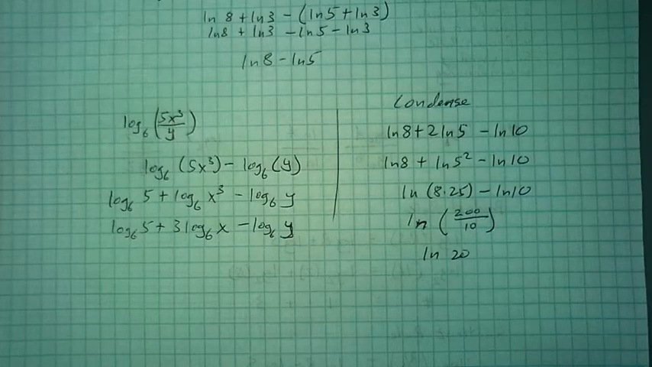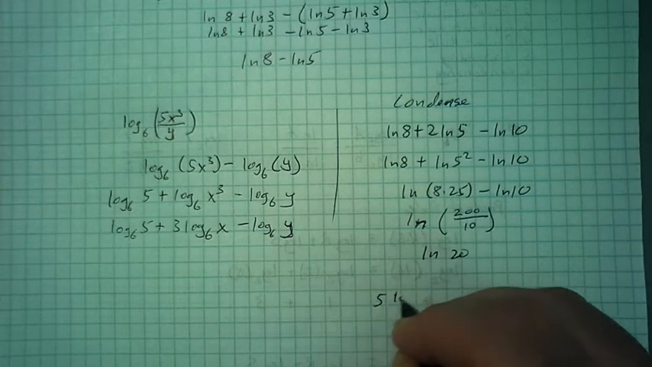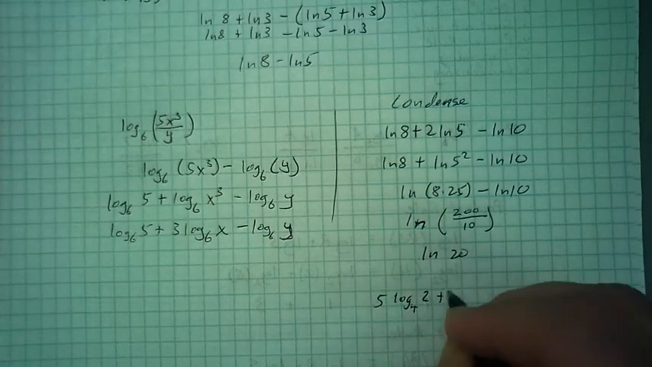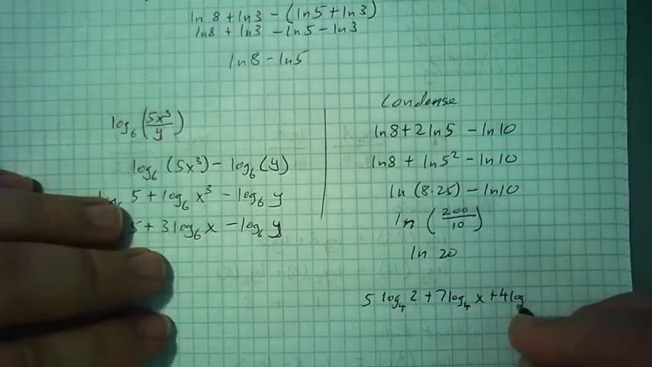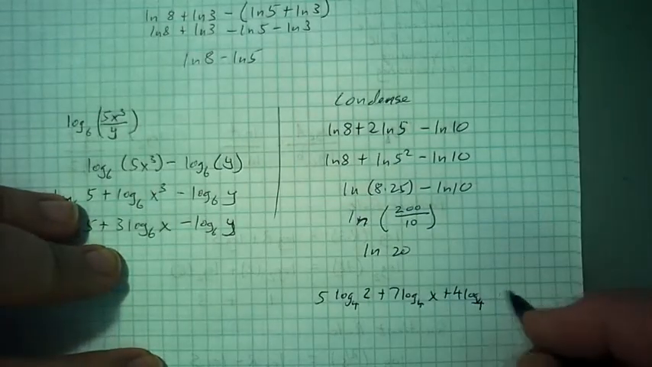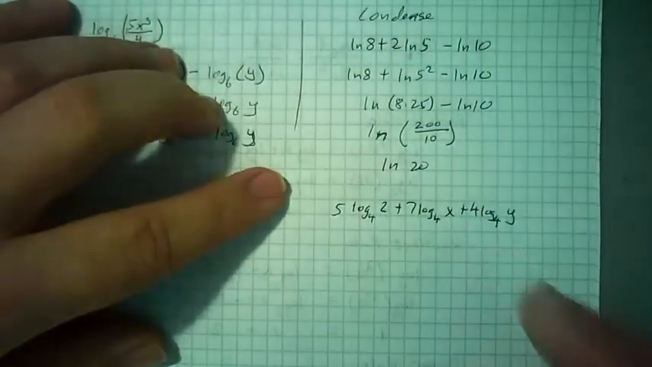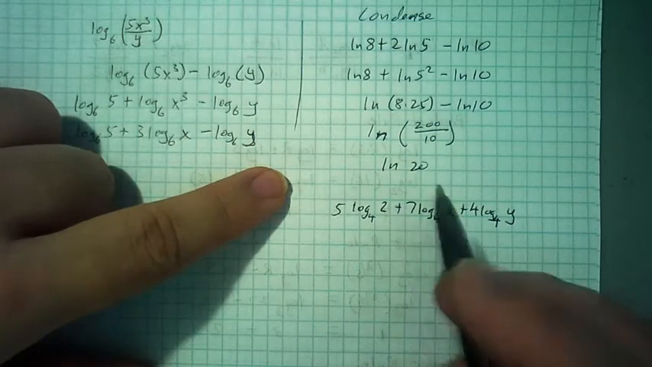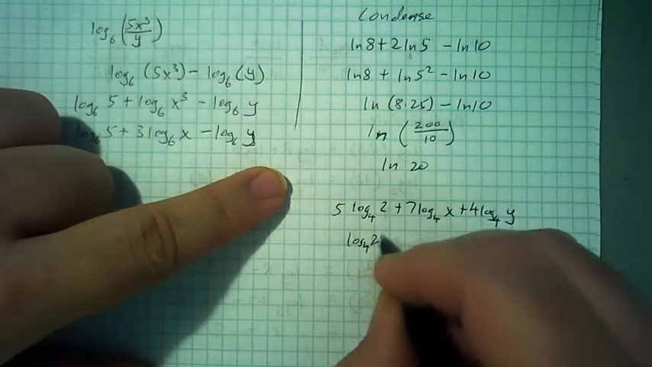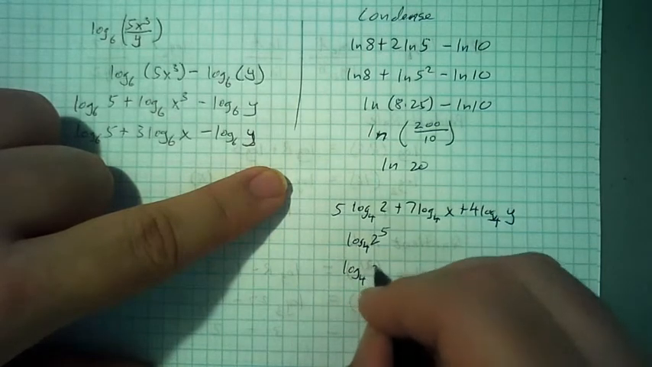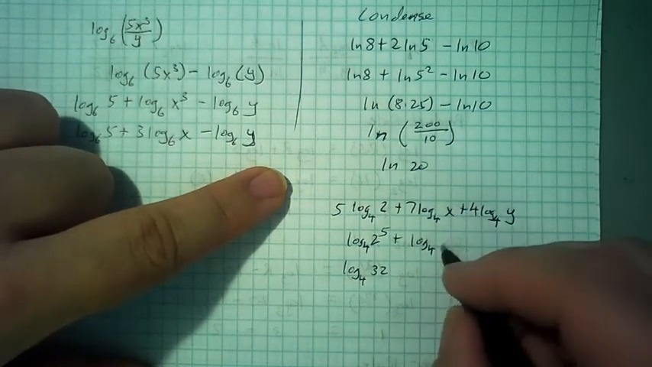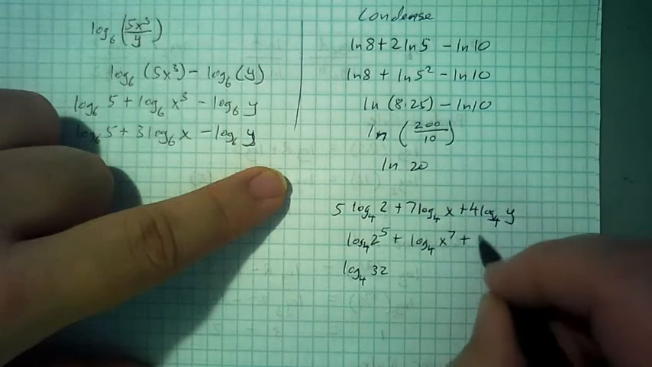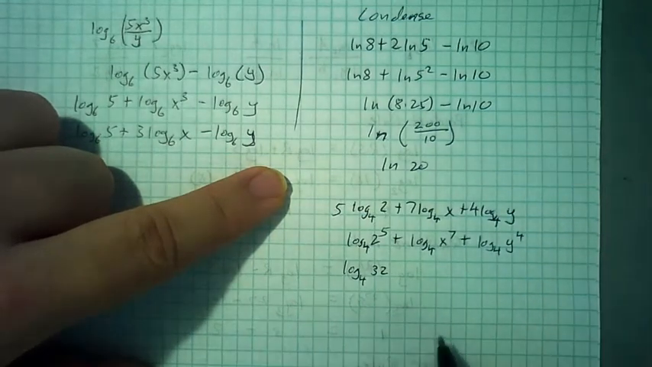Let's do one with variables in it. 5 times log base 4 of 2 plus 7 times log base 4 x plus 4 log base 4 y. So here I'm going to take this coefficient, 5, and turn it into a power. Log base 4 of 2 to the 5th power, which is 32. 7 times log base 4 of x becomes x to the 7th, and this becomes y to the 4th power.